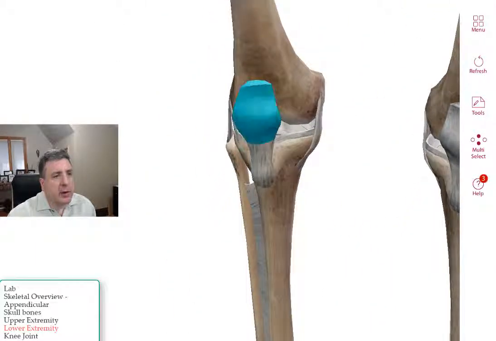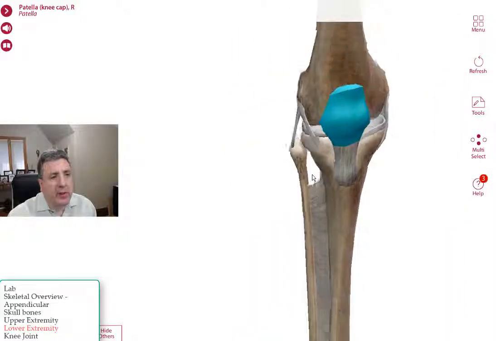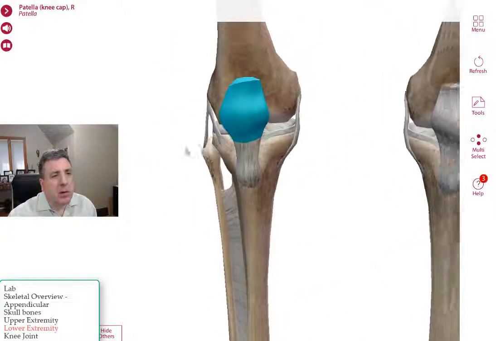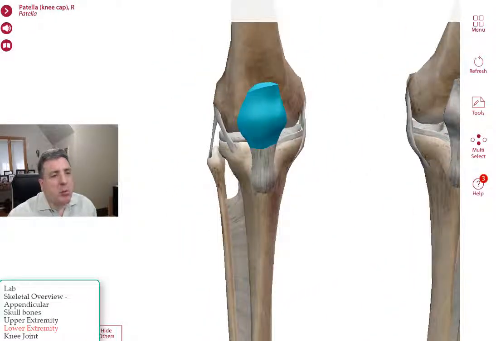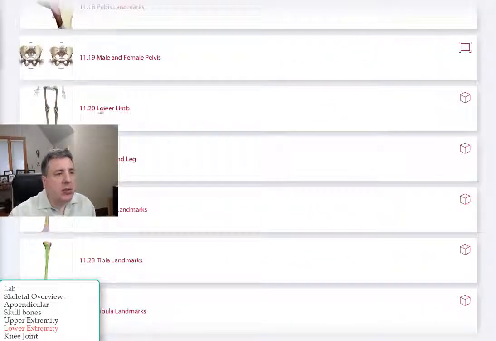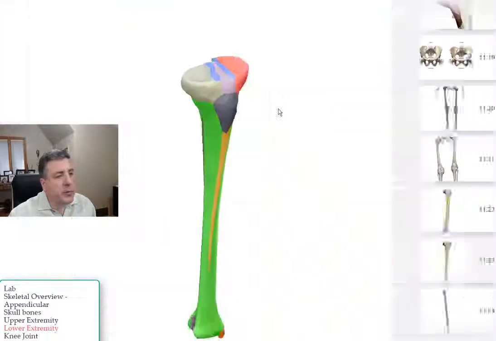The patella is going to be this structure here. That's a sesamoid bone. The patella is a sesamoid bone, and it's within the patellar tendon. So you're going to have your quadricep muscles, that's your anterior thigh, coming down here, and this is going to be the patellar tendon, the patellar ligament, and then it's going to insert into this bone, which is going to be the tibia. So that's the patella. Let's look at the tibia next.